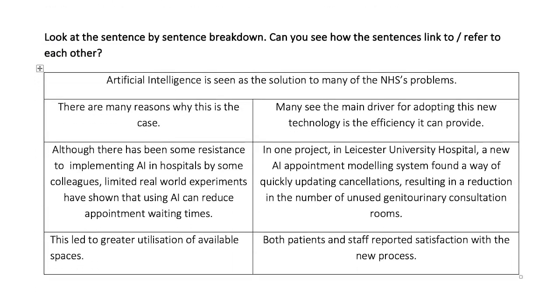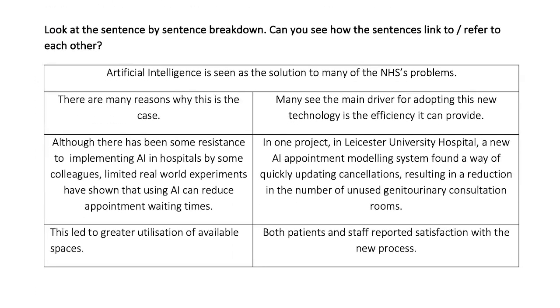Okay, so here's a breakdown of each of the sentences there. Let's go through and have a quick look. The first sentence here is often called the topic sentence. It sets the theme for a paragraph. Look at the next sentence. I'm going to draw a little connection, a little bond there. There are many reasons. So artificial intelligence is seen as the solution to many of the NHS's problems. There are many reasons why this is the case. Well, ask yourself, what does this mean?